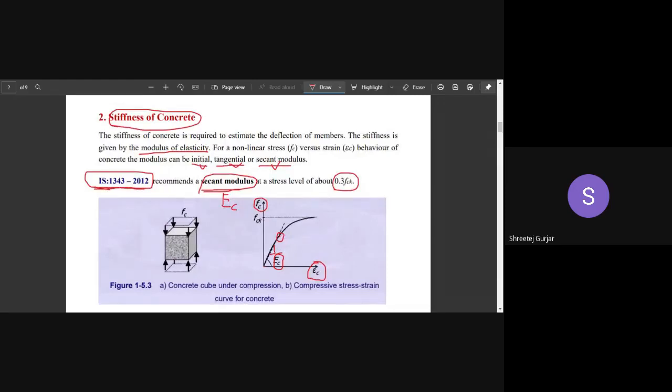So what is stiffness? Stiffness is your resistance to deformation. The more the stiffness, the lesser is the deflection. So what we need is higher modulus of elasticity. The more the modulus of elasticity, the more is the stiffness of your concrete, and the lesser will be the deflection of your concrete. So these are the requirements of stiffness of your concrete. We need more stiff concrete.